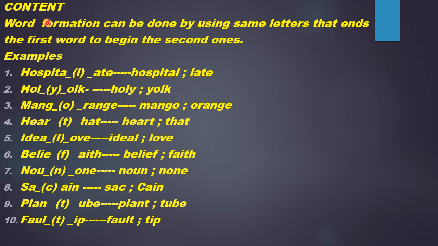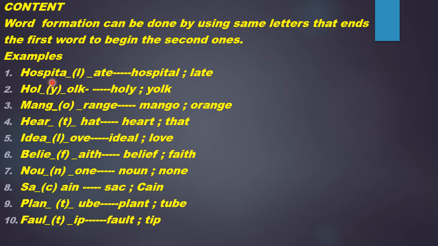Let's see our content. Word formation can be done by using the same letters that end the first word to begin the second one. I say again, word formation can be done by using the same letters that end the first word to begin the second one. Now let's see some examples to explain it more.